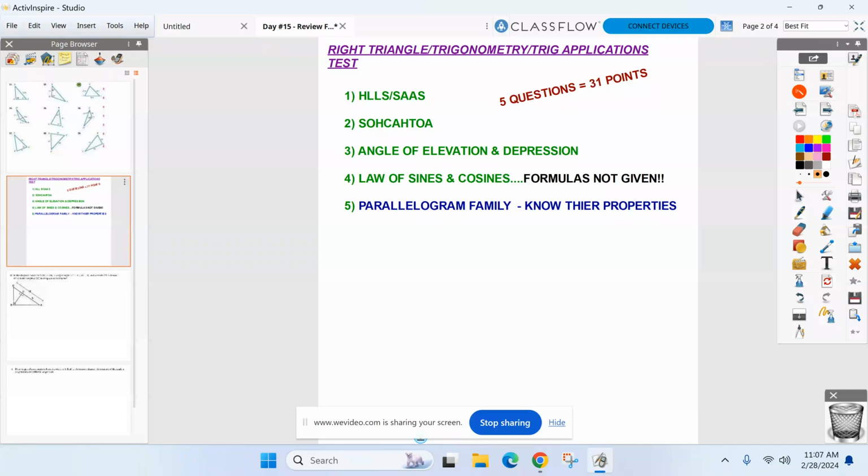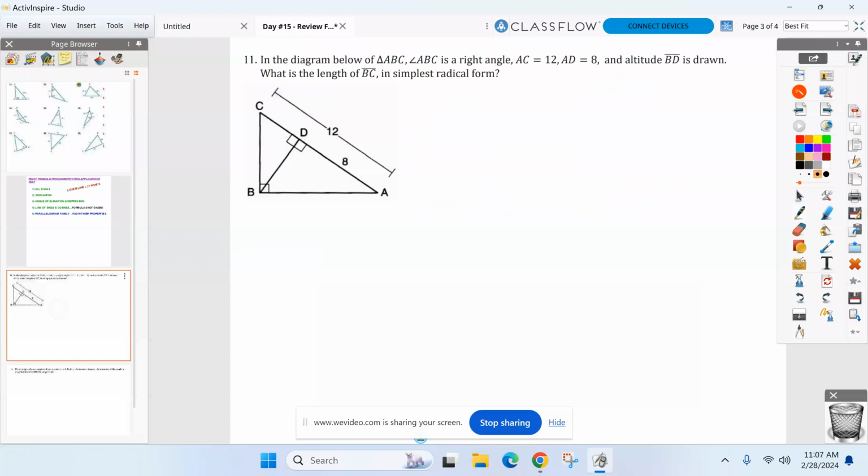That's probably why the packet is so darn thick, because we had to duplicate the review and just put the answer key there. All right, I need you guys to go to problem 11 for me, please. I do want to just re-expose you to a topic we did at the very beginning of the unit to make sure we're solid.